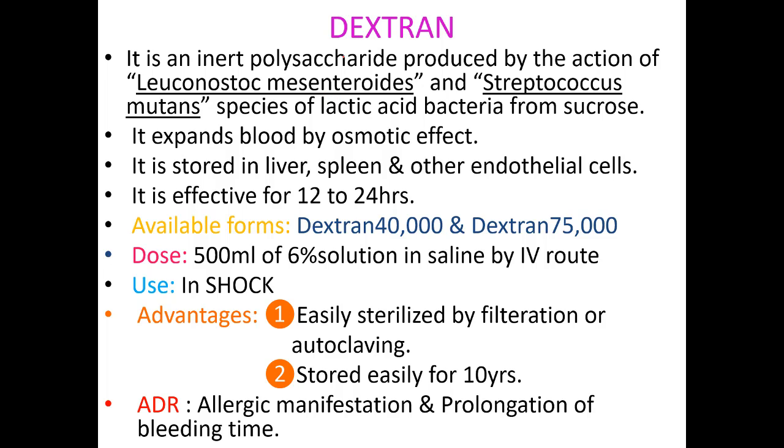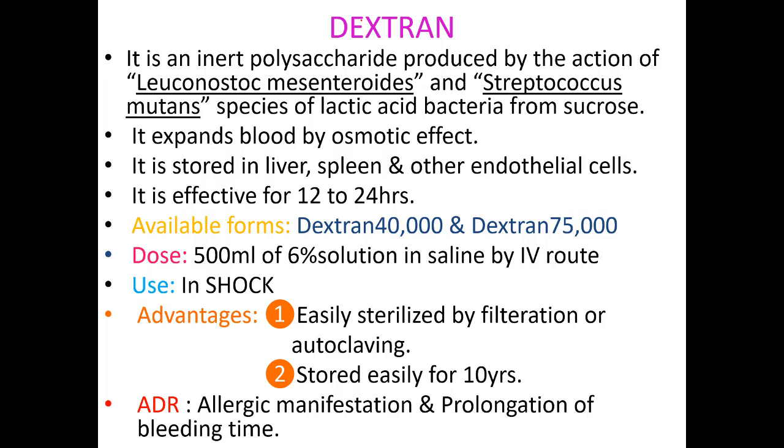So dextran is obtained from lactic acid bacteria. We will take sucrose, and from sucrose we will extract this lactic acid bacteria. Mainly two species of this bacteria are Leuconostoc mesenteroides and Streptococcus mutans. We will take these two bacteria from this lactic acid, and we will use them to obtain dextran.